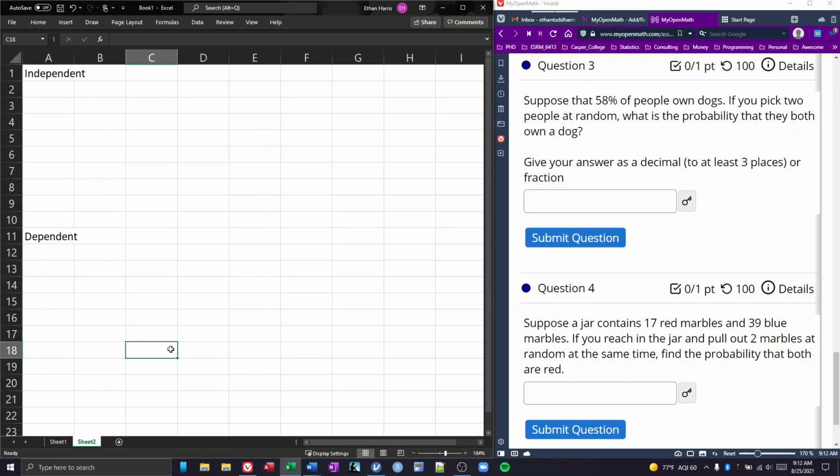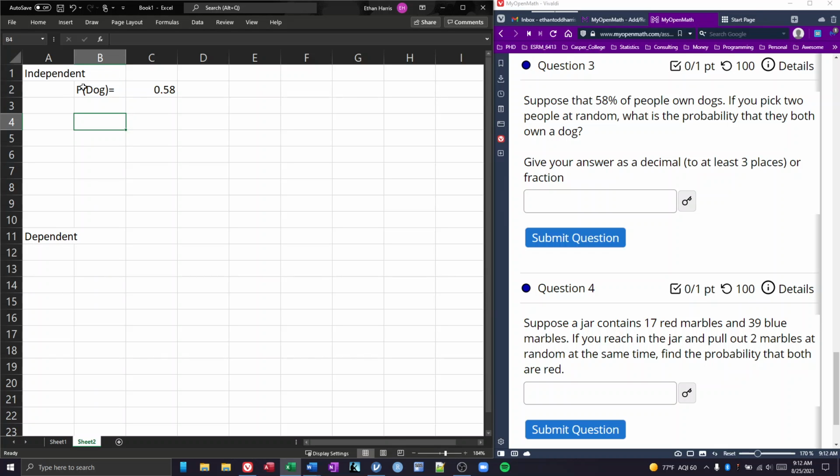But once you get to these big sample sizes or these big populations, when you remove a single individual from the group, it really doesn't change the probability that much. If you then select another person, it will, but it might be out to the 10th decimal place, which for all practical purposes really doesn't matter. Okay, so let's do this independent one first. So we know that the probability of owning a dog here is equal to 58% or 0.58. And if we pick two people at random, what's the probability that they both own a dog?